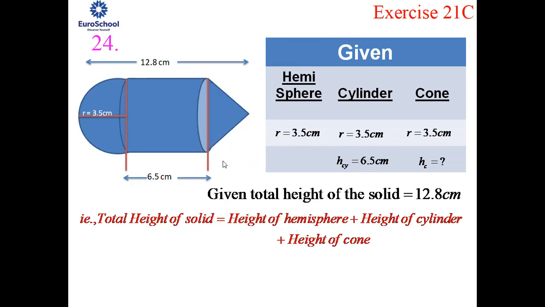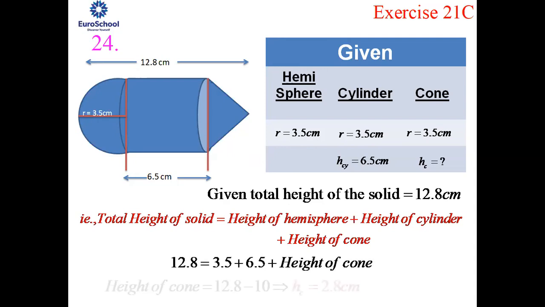Now, the height of the cylinder is 6.5 centimeters, and the height of the whole solid is given. So you just need to substitute the values and find out the height of the cone. Is this clear? Here again, represent the height of the cone using a suffix, because there are two heights here, that of the cylinder and that of the cone. So separate them and distinguish them. Is that clear?